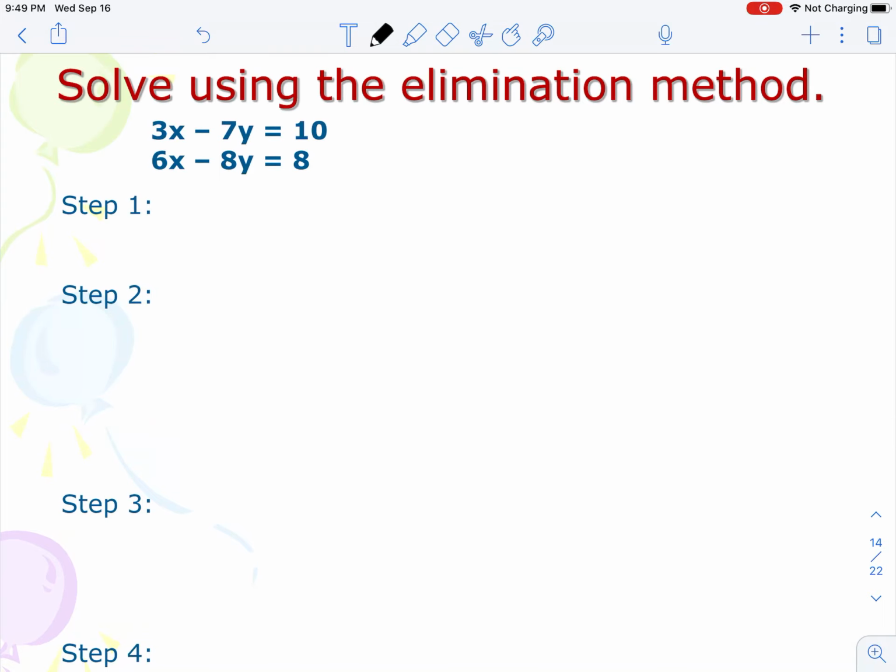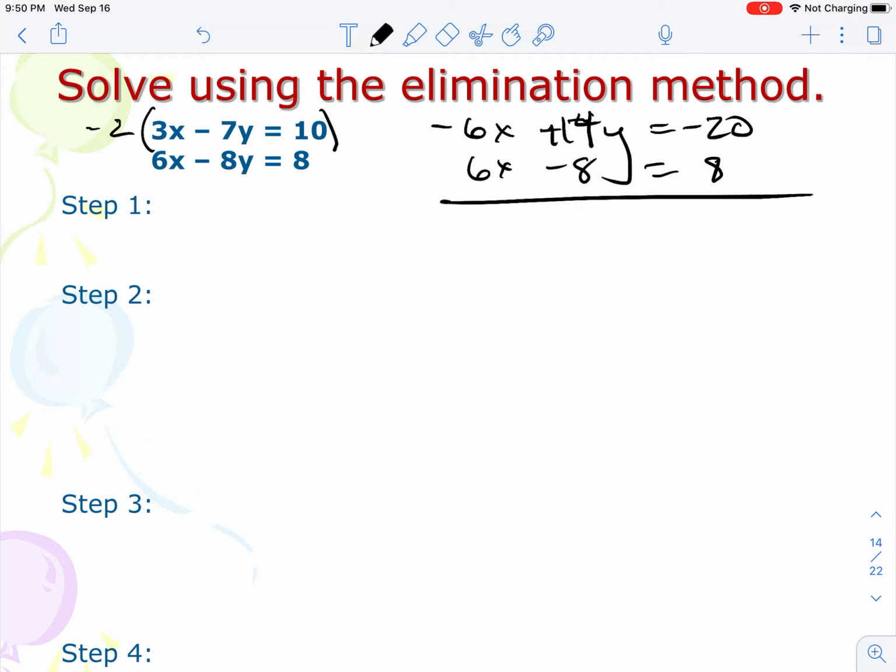This is one where there isn't something that, when I just add the columns, cancels out really nice. But what I notice is I wish this top equation had a negative 6x plus 6x, that would end up to be 0. So I ask myself, what do I multiply 3x by to get negative 6? And I say negative 2. So then I just pull it over here. It'll be negative 6x plus 14y equals negative 20. And then I just pull the other equation over, and I'm going to add the columns.